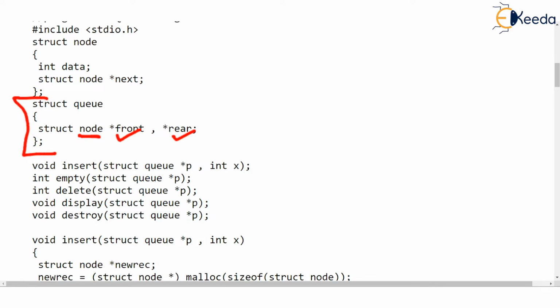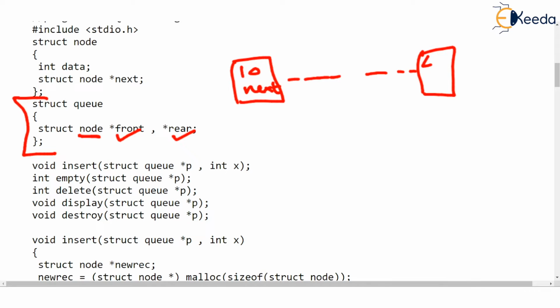From our earlier diagram, you know that if this is the first node inserted in the queue and this is the last node inserted in the queue, then we need two pointers, isn't it? Front, which will always point to the frontmost node inserted, and rear will always point to the rear node inserted. And this next is going to be null because 40 does not have anything to follow.